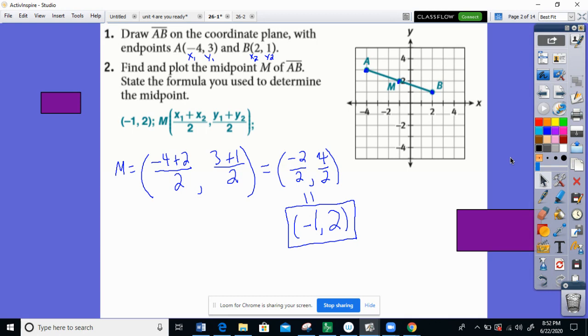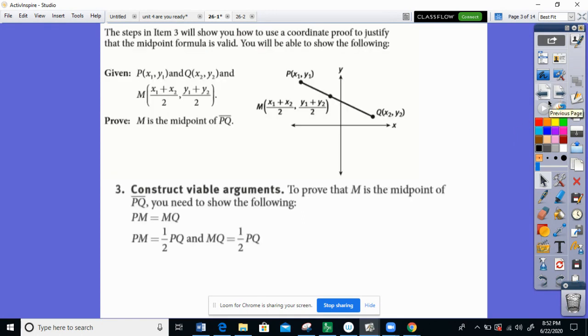So doing a coordinate proof is different, though, than what we're doing here. It's trying to show that we know absolutely for sure that this formula works. So we're going to step through how to do that here with number 3. If we're given not just the 2 points that we had before, but any 2 points, x1, y1, and x2, y2, and if we're given that the coordinates of M are given by this midpoint formula, we're going to prove that point M is the midpoint of segment PQ.